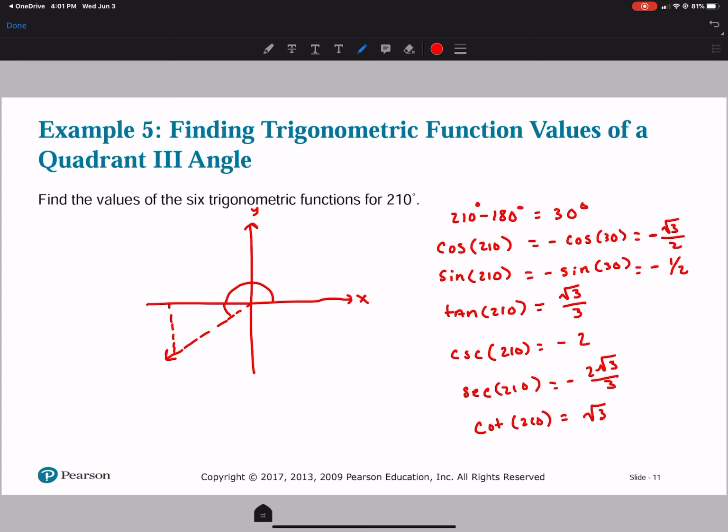All right. So these are all 6 of your trig functions. Make sure you change this one on the bottom because it was cotangent of 210, not cosecant. I already got cosecant.